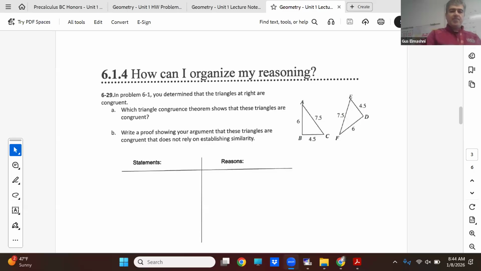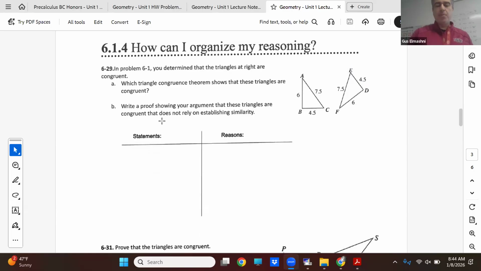Okay, let's talk more about proofs. So this was a pretty simple one. We actually did this last time. Initially this was similar, but now they're asking to prove these are congruent. So I think it's pretty obvious.